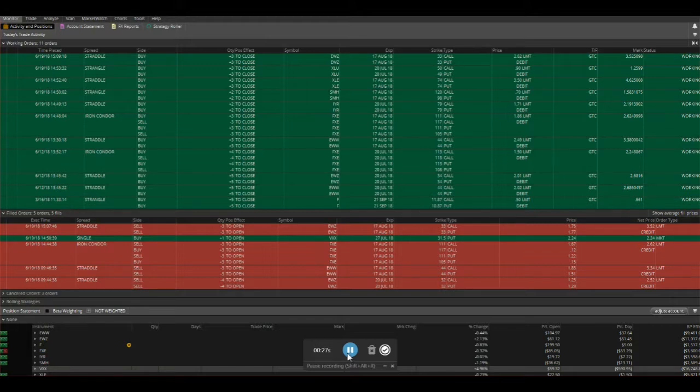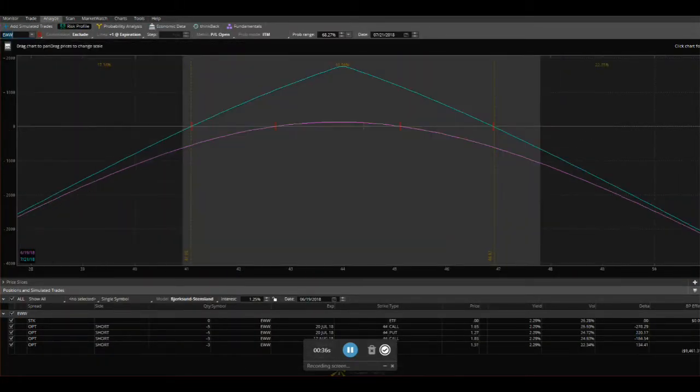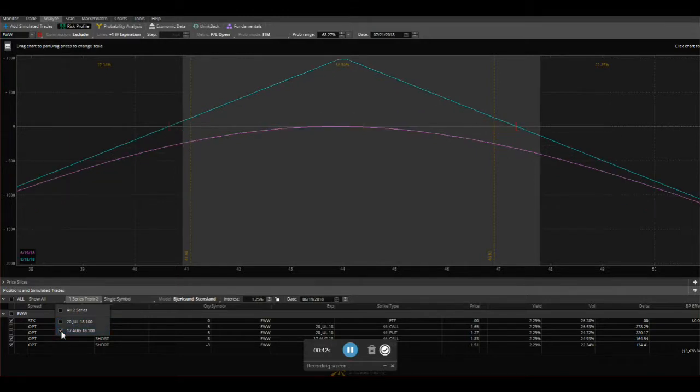All right, so let's first go into EWW. So we have EWW right here. This is just the trade that we did today. As you can see, we are really nicely centered over this 44 strike. So that's why we did that.